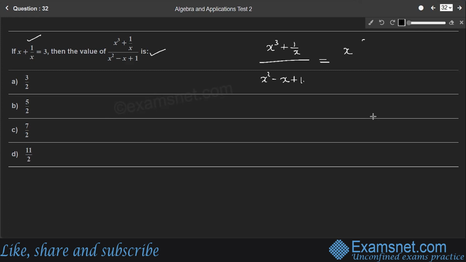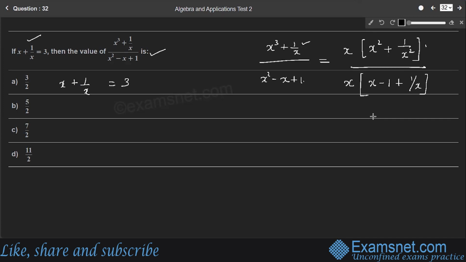The remaining term will be x square plus 1 by x square. If you take out x as common, it becomes 1 by x square, because x into 1 by x square is nothing but 1 by x. And in the denominator part also, we'll take out x and the remaining term will be x minus 1 plus 1 by x. So here we know the value of x plus 1 by x, which is equal to 3.